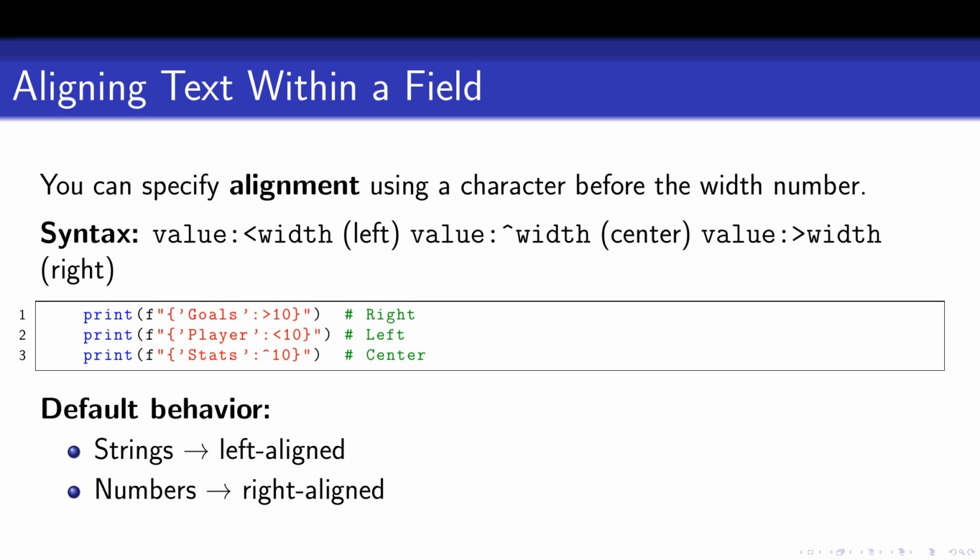For example, value : less than 10 left aligns the value in a 10-character field, value : greater than 10 right aligns it, and value : caret 10 centers it. By default, Python left aligns strings and right aligns numbers, which makes sense in many cases, but can be overridden when needed. Proper alignment improves the readability of structured text, such as when you're printing column headers, labels, or tables. These formatting options are especially helpful when you're designing command line interfaces or any output that should look organized and uniform across different runs of your program.